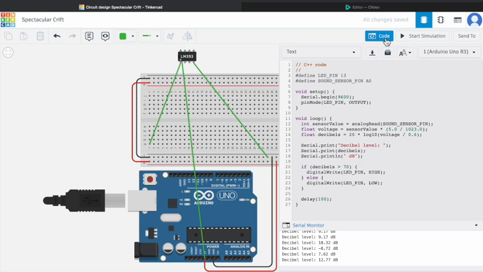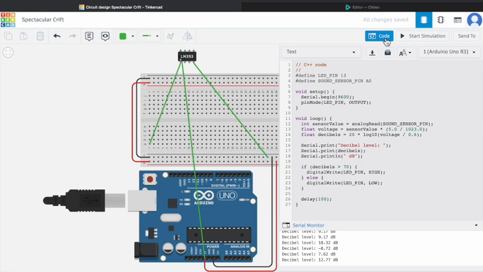Summary. In essence, the code continuously measures the sound level using an analog sound sensor, converts that reading to a decibel value, then uses this value to control an LED. If the sound level surpasses 70 decibels, the LED lights up, providing a visual indication of high noise levels.